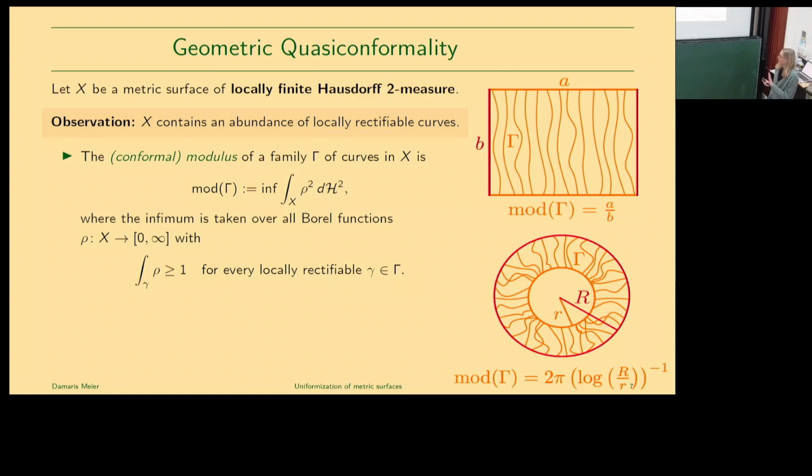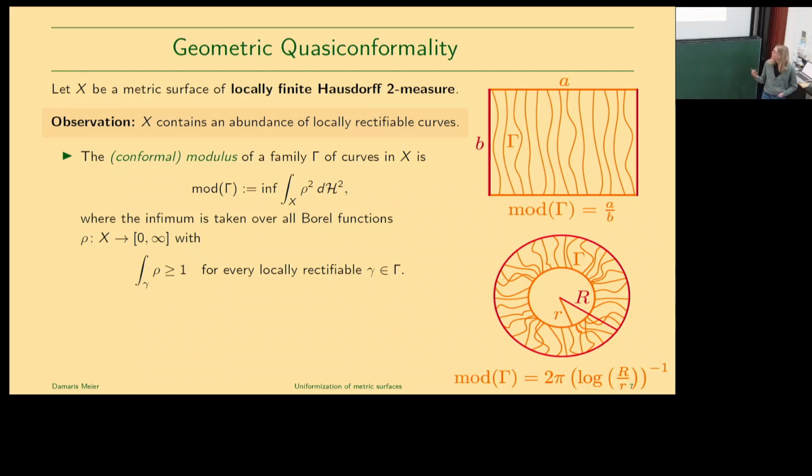For this, I define the modulus of a curve family. One can do that as follows. We have a curve family gamma. The modulus of gamma is the infimum of the L2 norm squared of some density rho that we put on the space, and the density is such that all curves in the curve family have rho-length at least 1. So if we integrate rho over gamma, over any locally rectifiable curve gamma in this curve family, then it should be at least 1. And then we take the infimum over all such rho of the L2 norm squared.